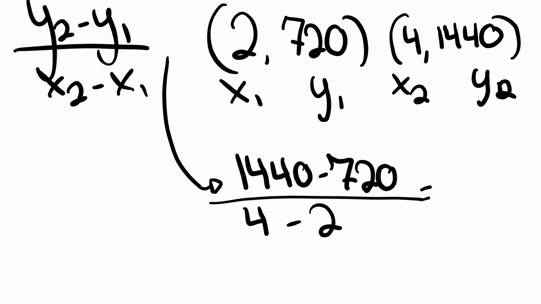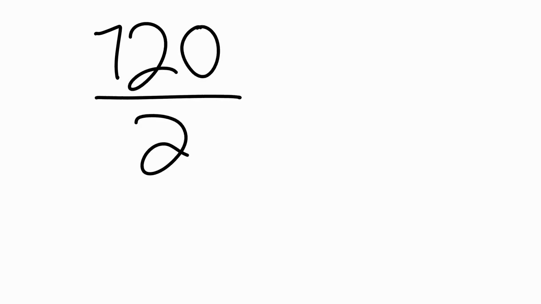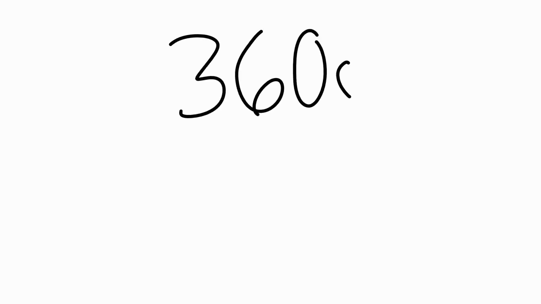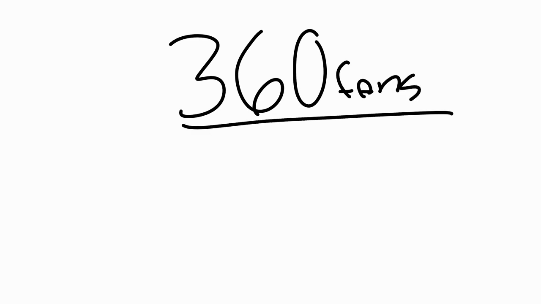Now let's solve it. 1,440 subtracted by 720 will be 720, and 4 subtracted by 2 will equal 2. Now, because our answer's denominator is not 1 for 1 hour, we have to divide 720 by 2. Now this will be 360 over 1. Now we label it 360 fans per 1 hour. We circle our answer, and done. And this is how we find slope from 2 points.